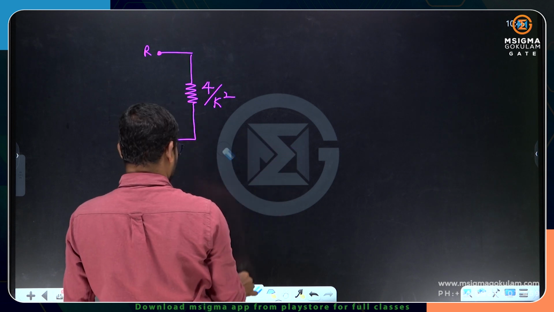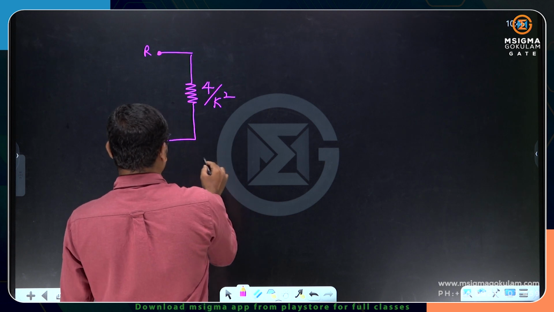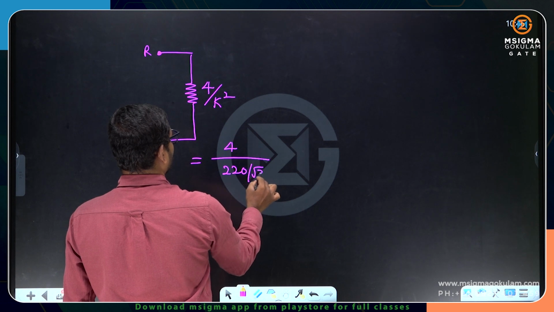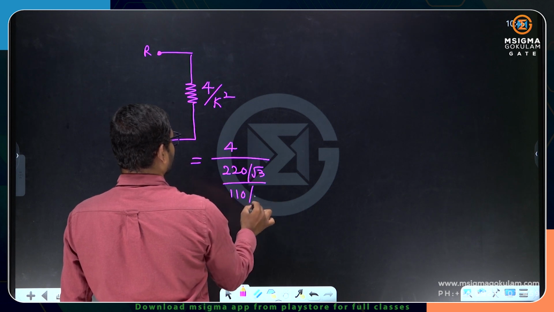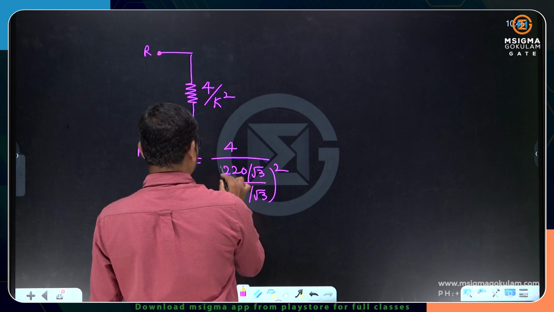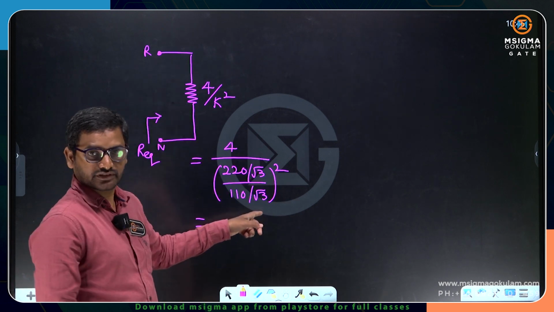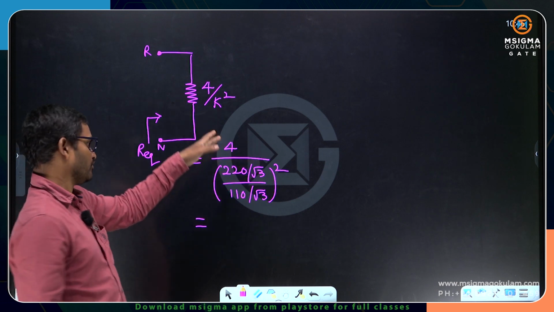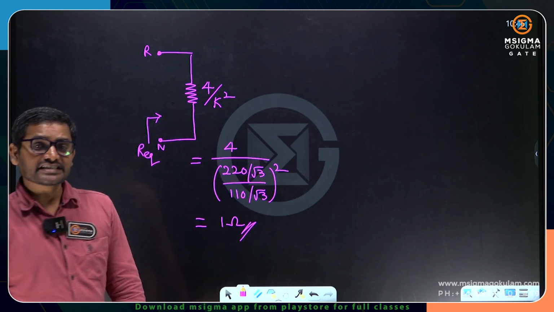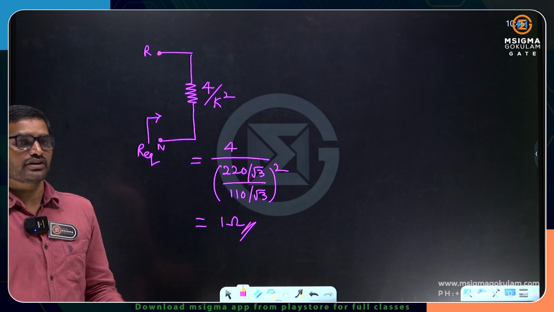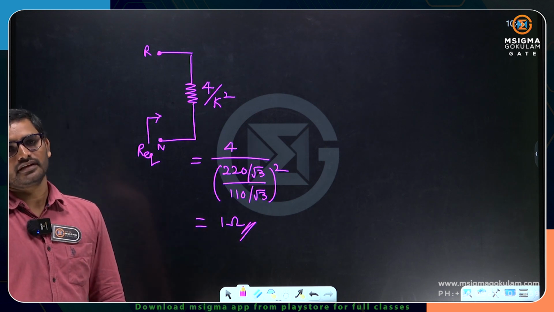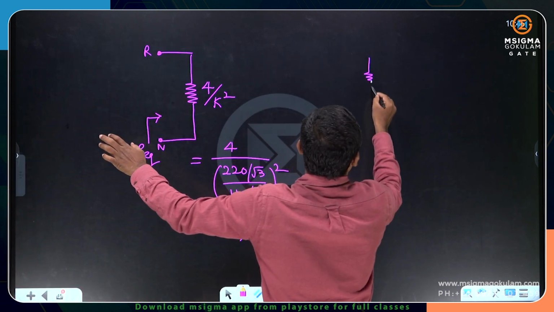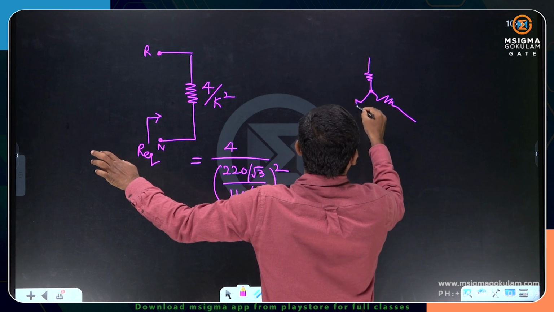So R equivalent is 4 by (220 by root 3 divided by 110 by root 3), and by the way this is K, so K square I need to take up. Root 3 can be cancelled. 220 by 110 is going to be 2, and 2 square is 4. 4 by 4 is going to be 1. The resistance referred to the primary side is going to be 1 ohm per phase. In each phase, when it is referred, it looks like 1 ohm, 1 ohm, 1 ohm.